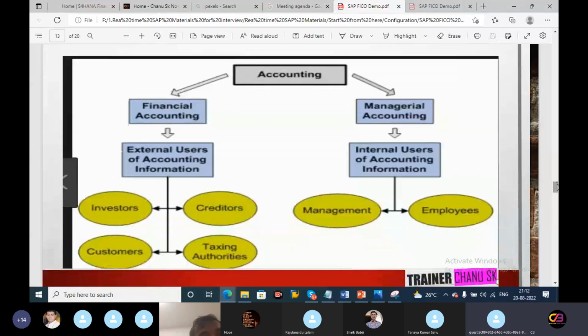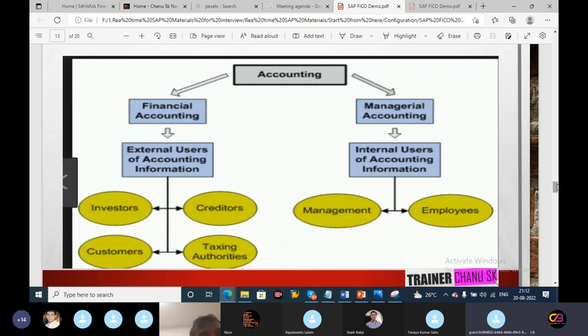Okay, let's understand accounting. There are two types of accounts we can see. One is financial accounting and the second one is managerial accounting. In financial accounting, the main focus is external users. So what are the external users? Investors, creditors, customers, taxing authorities. These are all external users.